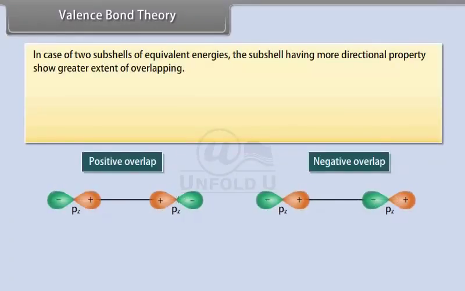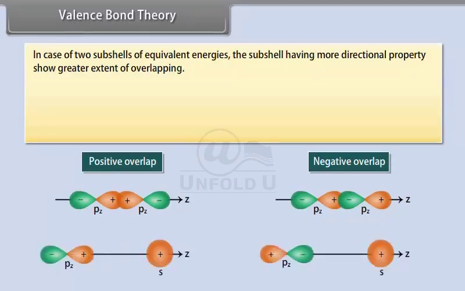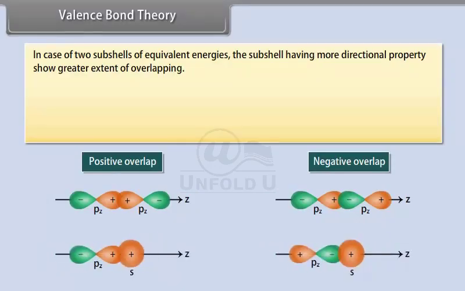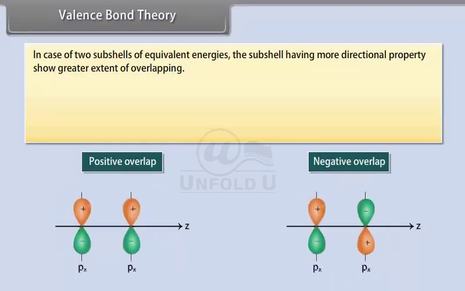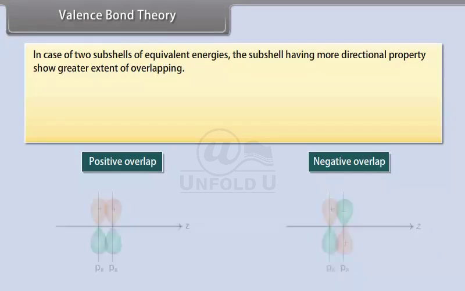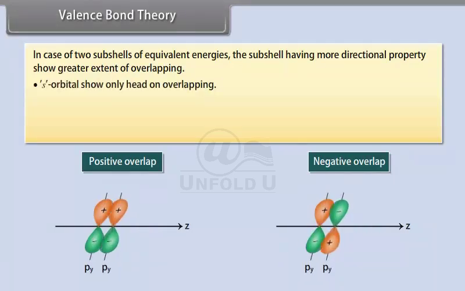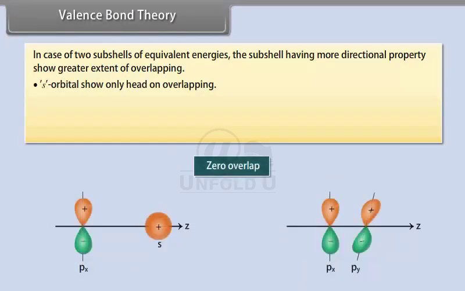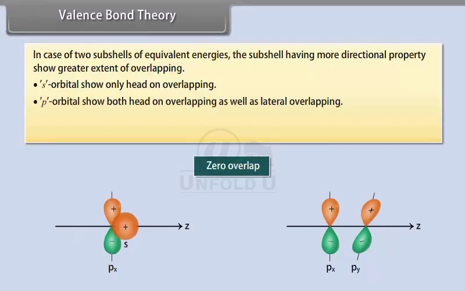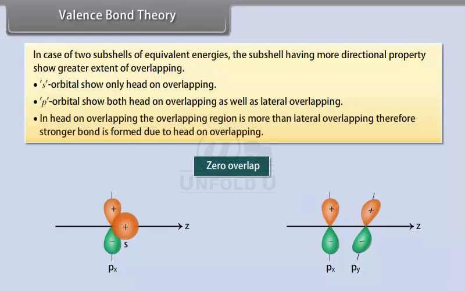In case of two subshells of equivalent energies, the subshell having more directional property shows greater extent of overlapping. S orbitals show only head-on overlapping. P orbitals show both head-on overlapping as well as lateral overlapping. In head-on overlapping, the overlapping region is more than lateral overlapping. Therefore, a stronger bond is formed due to head-on overlapping.